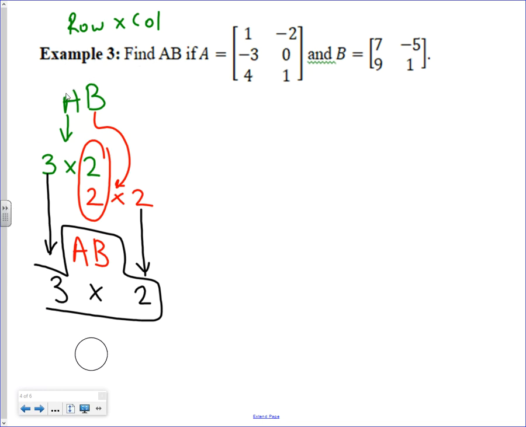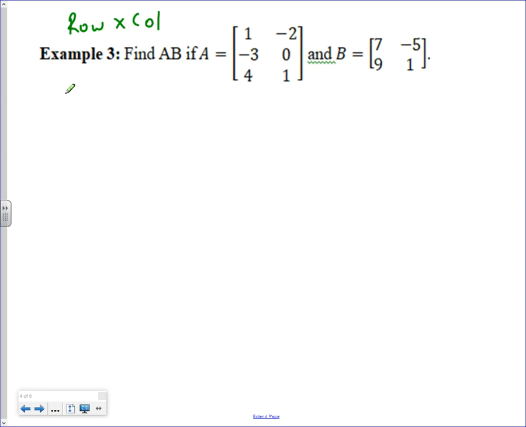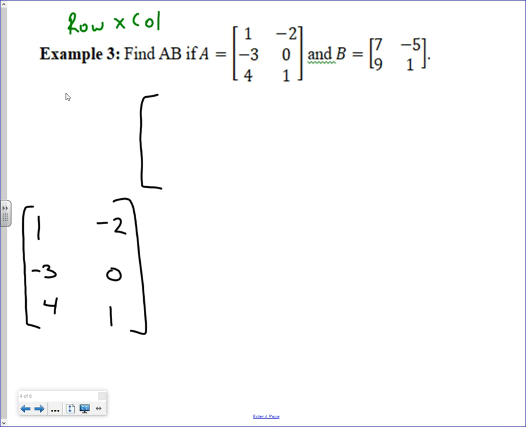All right, so let's do it. So again, here's your process. You're going to take your first one, A. You're always going to write it down here in this corner here. 1, negative 2, negative 3, 0, 4, and 1. And then I want to put my second matrix up here, and I'm multiplying by 7, 9, negative 5, and 1.